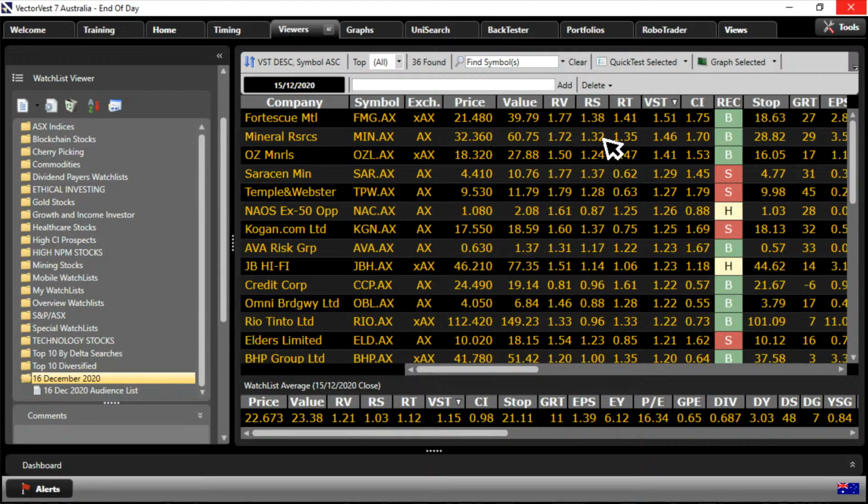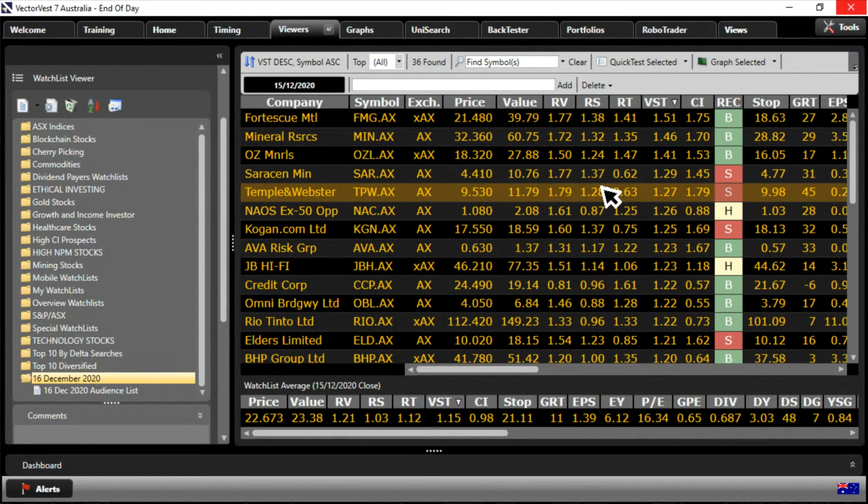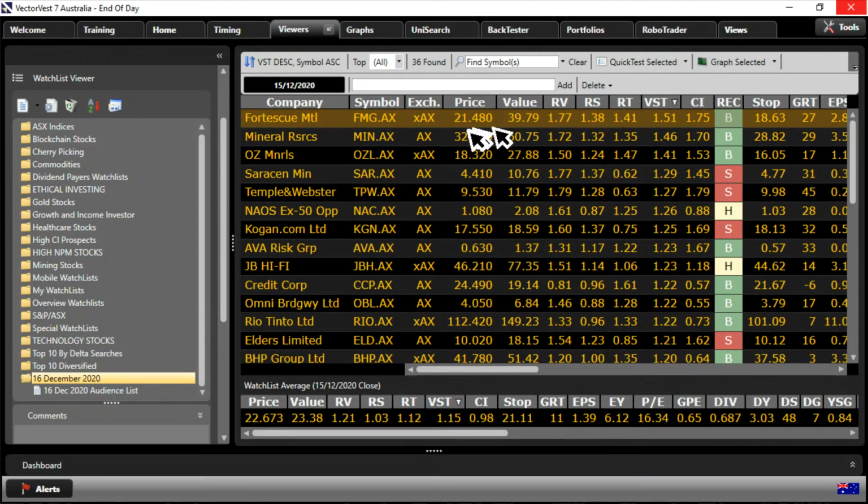Mineral Resources, very strong there at 1.32. Oz Minerals, nothing wrong with that, 1.24. Look at that. SAR, 1.37, 1.28. Very, very nice RS scores here. So this is looking at your fundamentals, RV and RS, upside potential, and how safe those financials are. Moving over here, RT. So I'm just about done with the definitions.